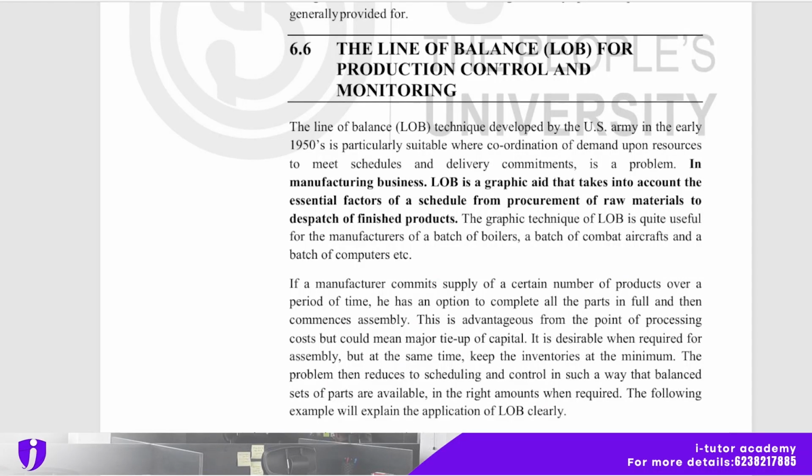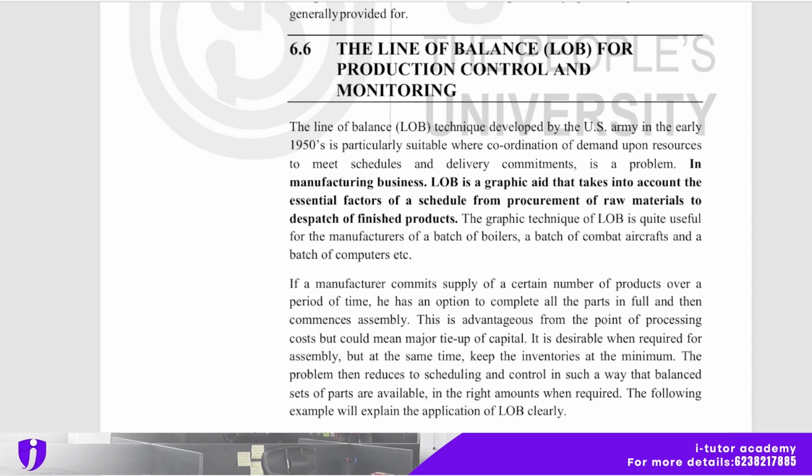In today's session, we will start with Unit 6 and subsection 6 of MMPC 009. That is the line of balance, that is LOB, for production control and monitoring. The line of balance technique, developed by the US Army in the early 1950s, is particularly suitable where coordination of demand upon resources to meet schedule and delivery commitments is a problem.